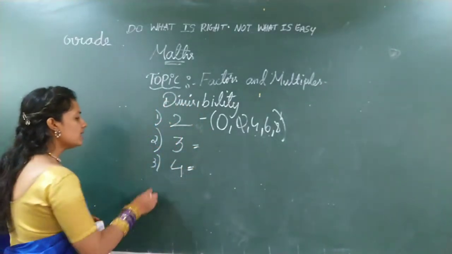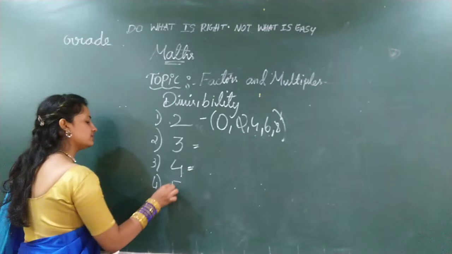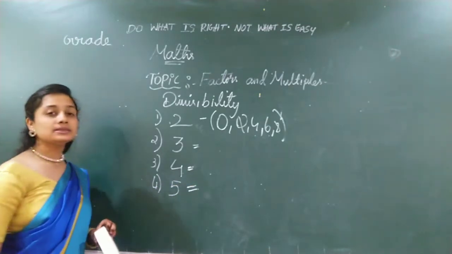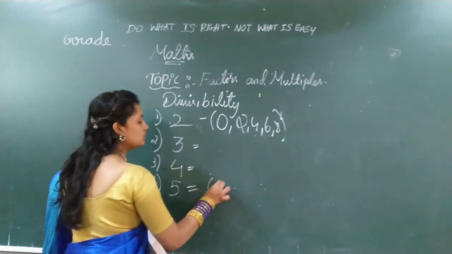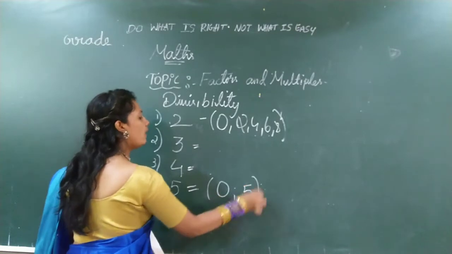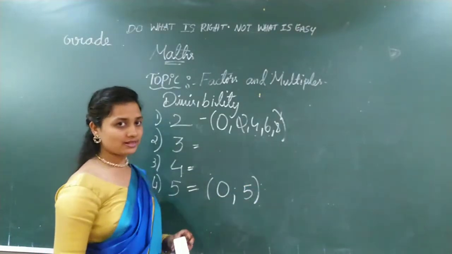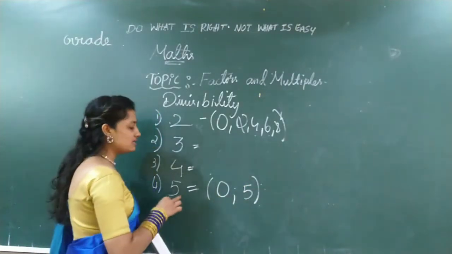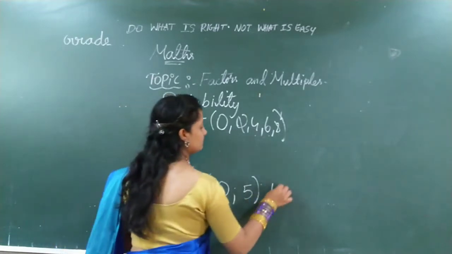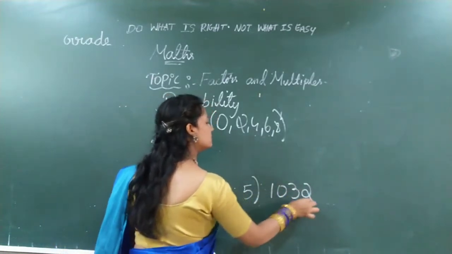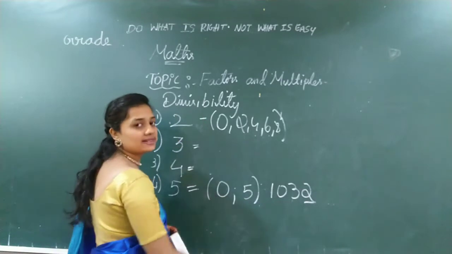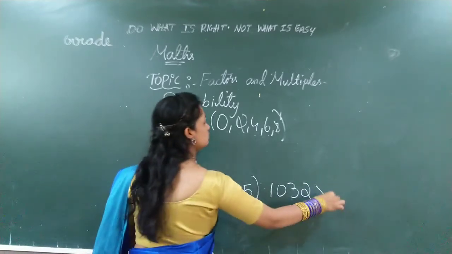Next we go for table 5. That is 5. This is very easy, children. You should have 0 or 5 in the ones place. Only then the number will be divisible by 5. See, 2 is in the ones place. Can it be divisible by 5? No.